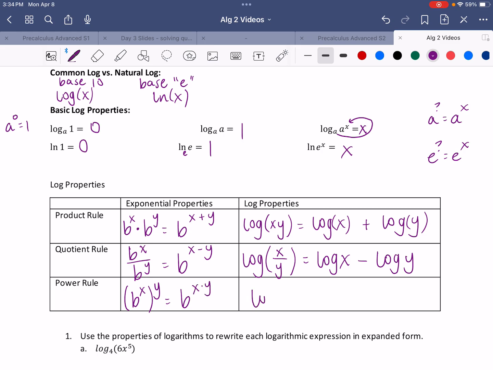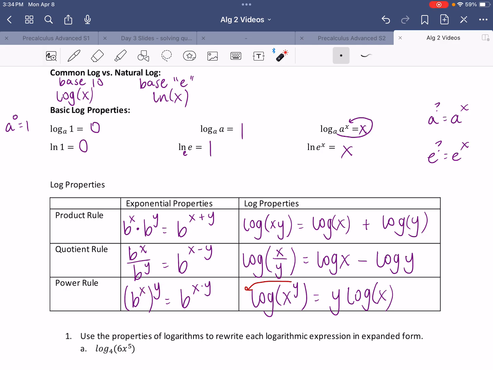So if we see a log and its argument has an exponent on it, we can move that exponent down and multiply it times the log. So it would be y times the log of x. So here your exponents multiply. Here, same thing, my exponents are multiplying because this log represents an exponent.